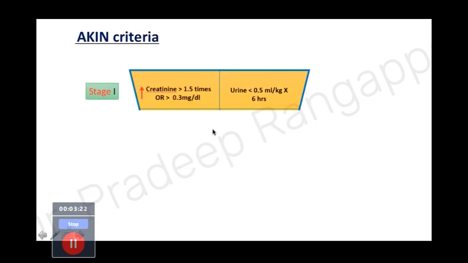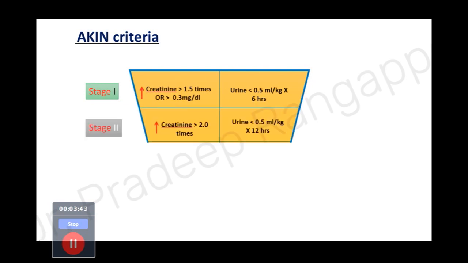As you see, AKIN is very similar to RIFLE, but it has taken away the GFR. AKIN is categorized into stage 1, stage 2, stage 3. Stage 1 is where creatinine is more than 1.5 times or a jump of creatinine of more than 0.3 milligram per deciliter, and urine output remains the same, less than 0.5 ml per kg for 6 hours. Stage 2 is again same as RIFLE criteria, where urine output is less than 0.5 ml per kg for 12 hours. Creatinine is more than 2. That is also very similar to RIFLE criteria.